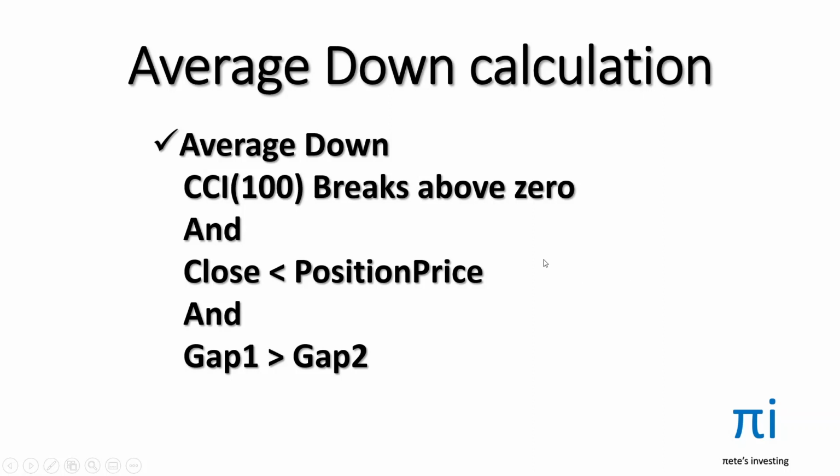When price goes against us, we use the average down technique. So the calculation goes as such. When the CCI 100 breaks above zero, in other words it's moving in a positive direction, but the close is less than the position price, and gap 1 is greater than gap 2. I'll explain what gap 1 and gap 2 are in a few minutes.